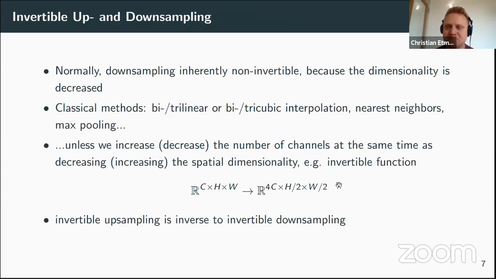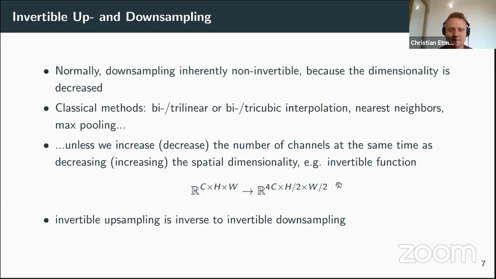Okay, so maybe you guys had some question marks in your faces already, because downsampling, of course, is inherently non-invertible, since if we decrease the number of pixels somehow, the dimensionality is, of course, changed. And classical methods from image processing are, of course, bilinear interpolation or trilinear in the three-dimensional case, cubic interpolation, nearest neighbors methods, and especially popular in the machine learning literature, max pooling operations. So this somehow shows that we need to do something different.